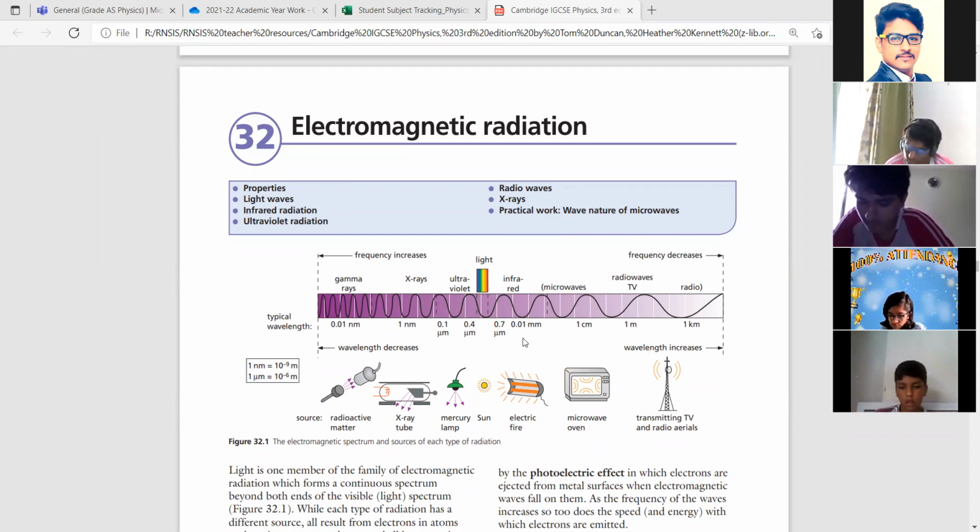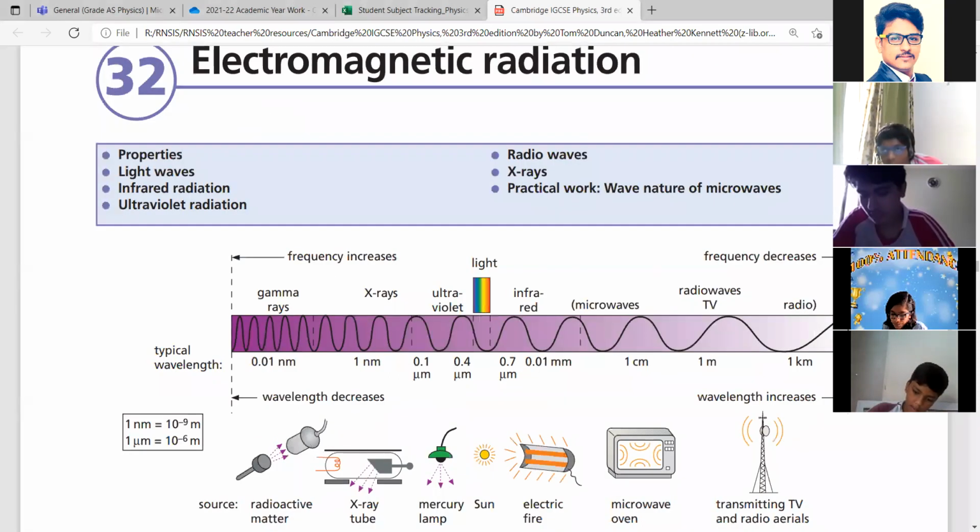Now, there's one thing that you need to understand while remembering the electromagnetic spectrum. Everyone, the electromagnetic spectrum is not sound waves. The entire electromagnetic spectrum is also not entirely light. It is only this particular part wherein it is light.